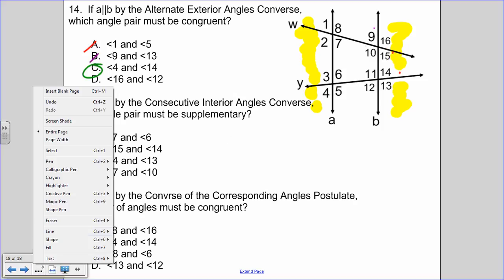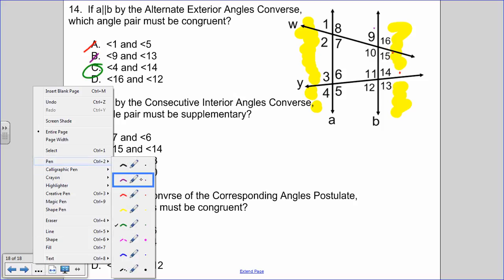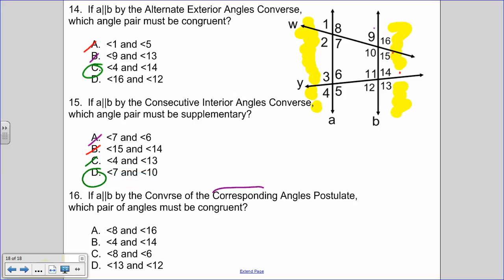All right, and 16, similar idea, but we're looking for corresponding angles this time. Now, corresponding can be slightly tricky because you can have one in the interior and one in the exterior. So what you have to pay attention to is the transversal. That's the line that connects the two angles together. And the two angles are going to have to be on the same side of the transversal, and on the same side of A and B.